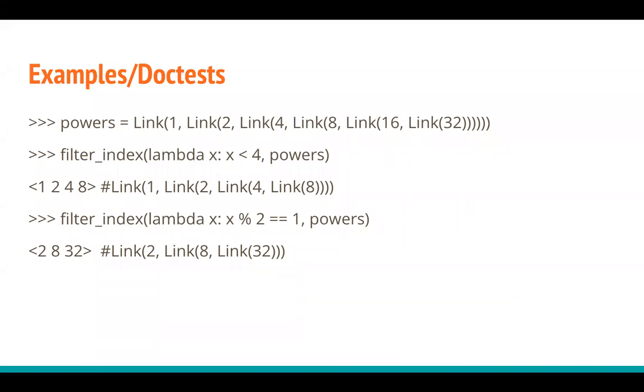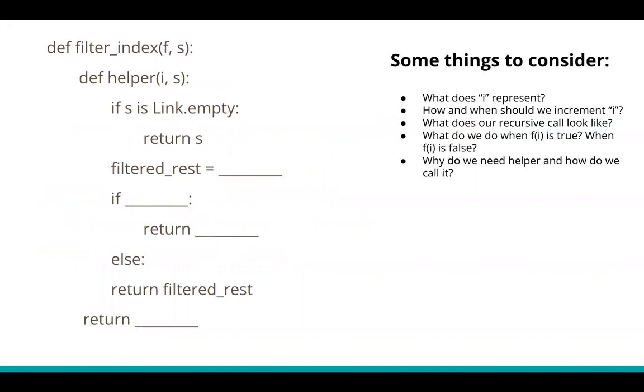Say we have the linked list powers with the values 1, 2, 4, 8, 16, 32. So that's the powers of 2. When we apply filter_index, we only want x smaller than 4, we get the first 4 values. And when we filter it by the odd indices, essentially you get 2, 8, 32. We just take every other item in the list.